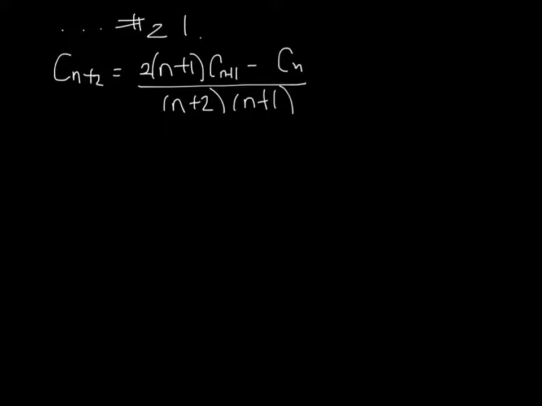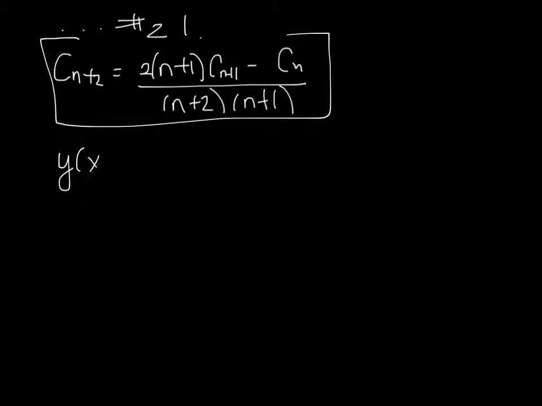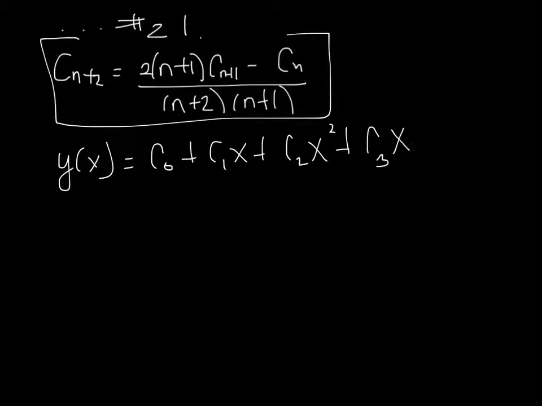Okay, so let's continue number 21. This was our recurrence relation from the last video. And so now we want to find, again, our power series solution. Remember that we assumed that our solution to the differential equation was a power series. So we know it's c naught plus c1 x plus c2 x squared plus c3 x cubed.